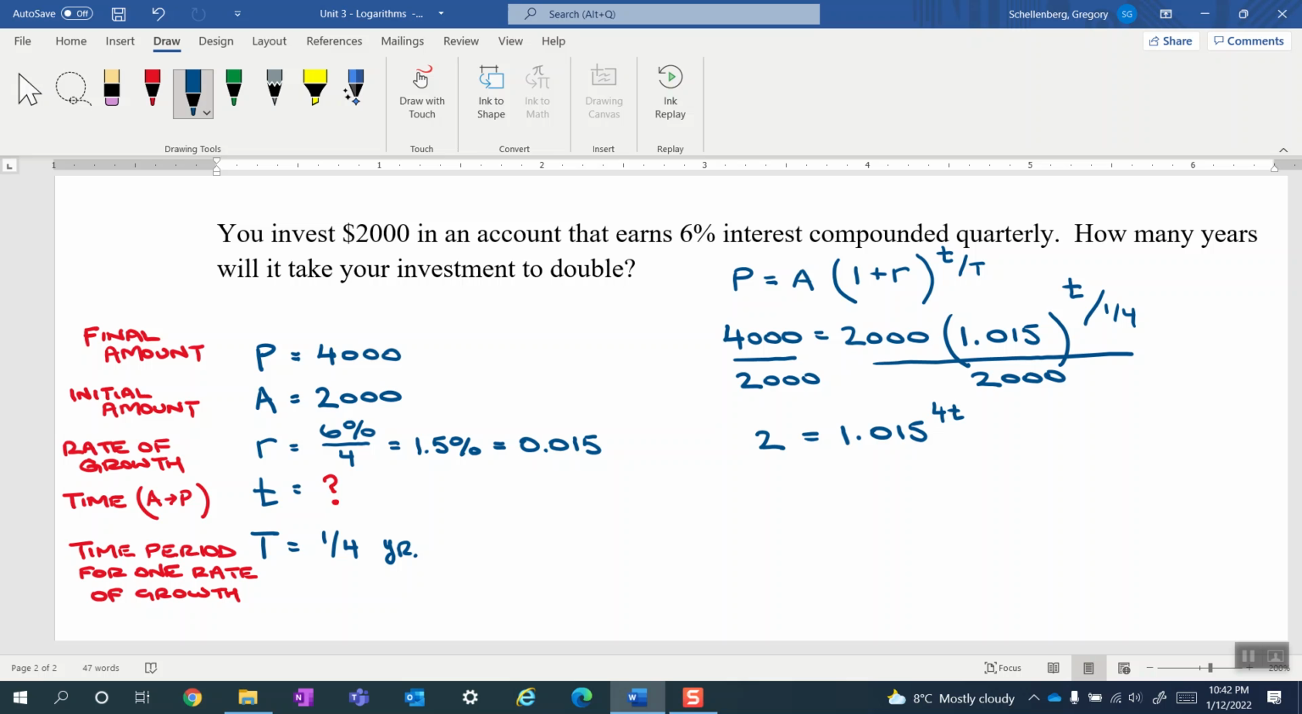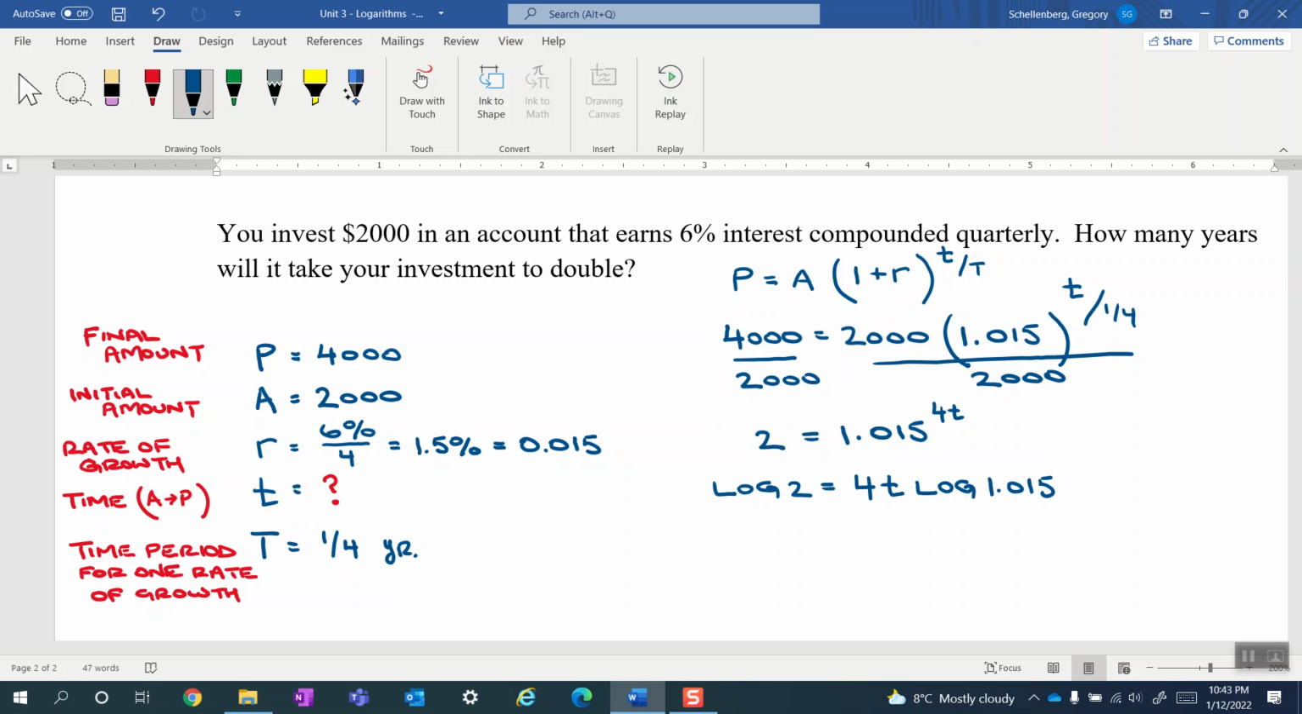Okay, so can we rewrite both sides of the equation as powers with the same base? I don't think so. So from here, we're going to need to log both sides. So I'm going to rewrite this as the log of 2 is equal to, and I'll use the power law at the same time here. So I'm going to go 4 times t times the log of 1.015.